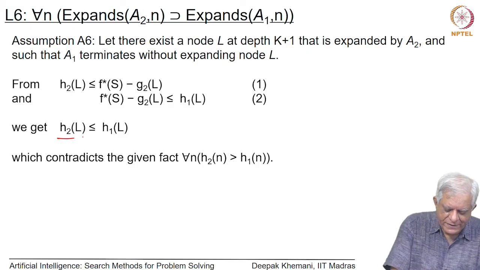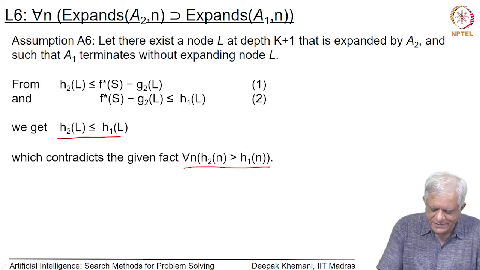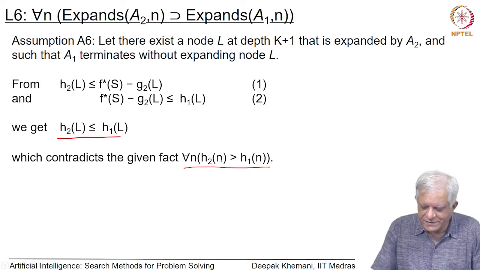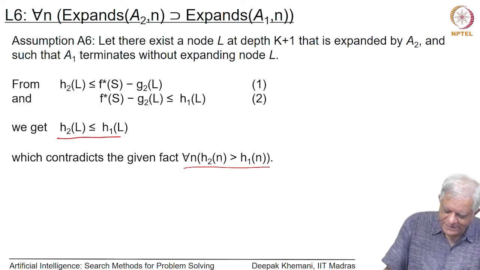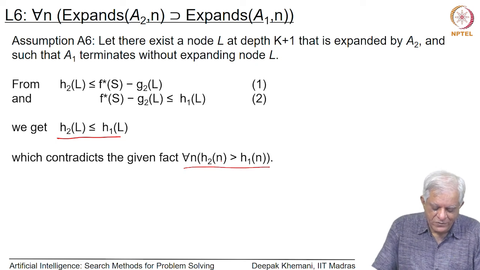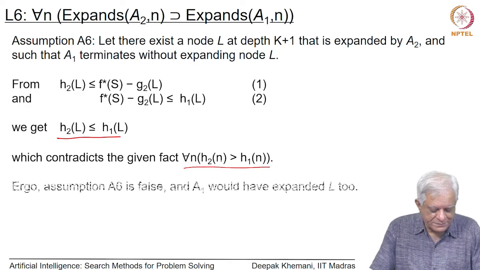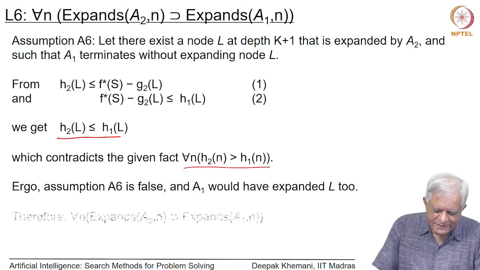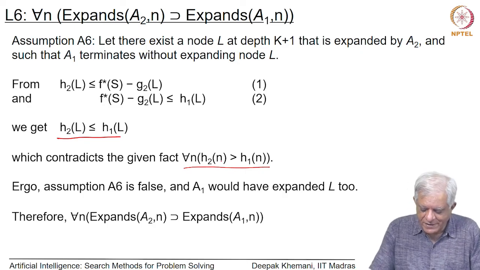Now, clearly these two statements are not consistent with each other. Our statement of more informedness says that H2 is always larger than H1 of n, whereas what we have shown is that if A2 had picked L and A1 had not picked L, it could only be under the conditions that H2 of L was less than or equal to H1 of L. So, these two statements are inconsistent with each other, and therefore, we can say that the assumption A6 that we have made is false, that A1 would not have expanded L.